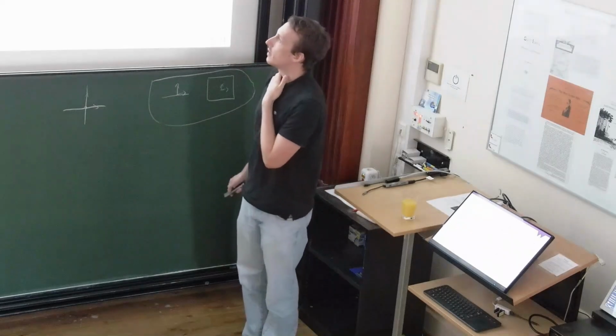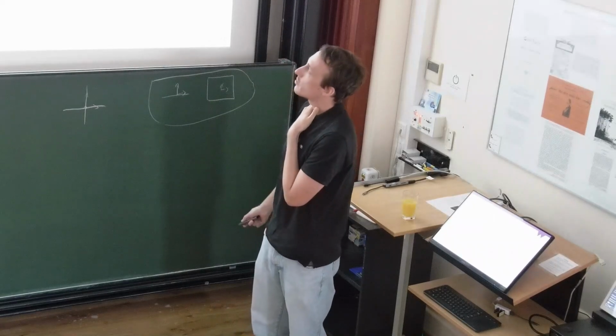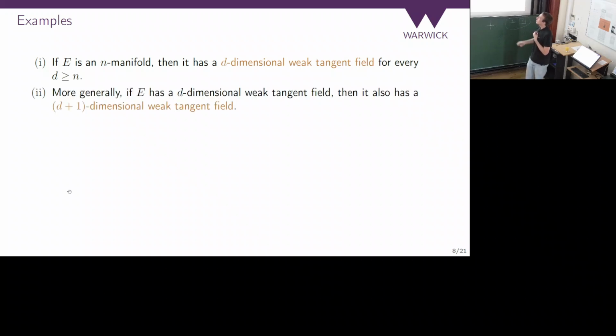Okay, so more general examples. If you have an n-dimensional manifold, then it has a d-dimensional weak tangent field for every d greater than or equal to n. Clearly for d equals n, you just take the smooth tangent field, and then for every bigger d, you just attach to it whatever direction you like. More generally, as I said before, if a set E has a d-dimensional weak tangent field, then it also has a d+1 dimensional weak tangent field.